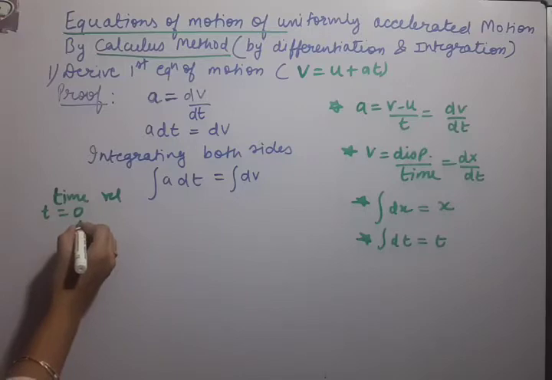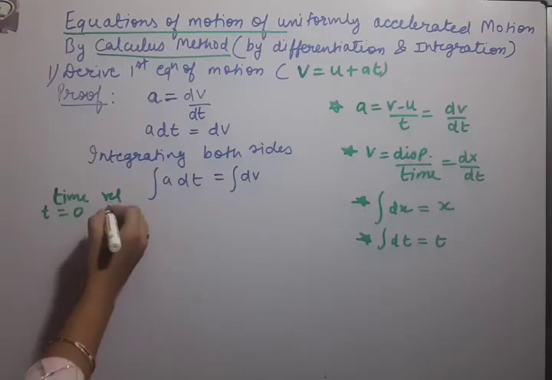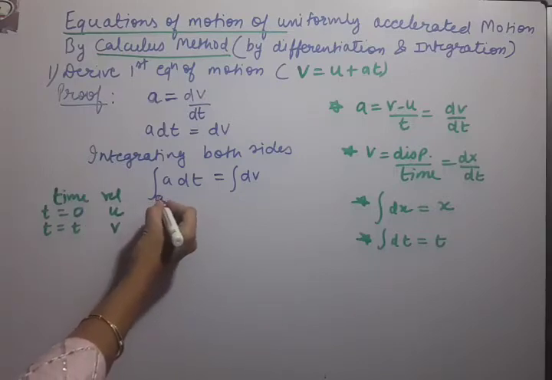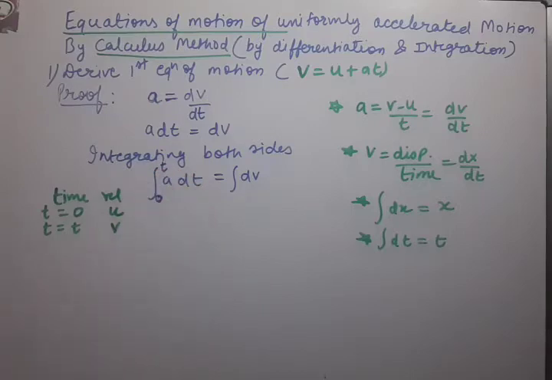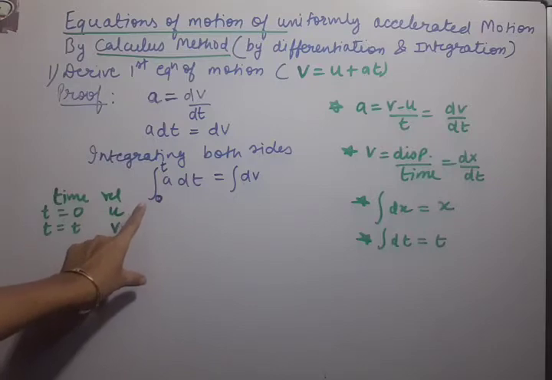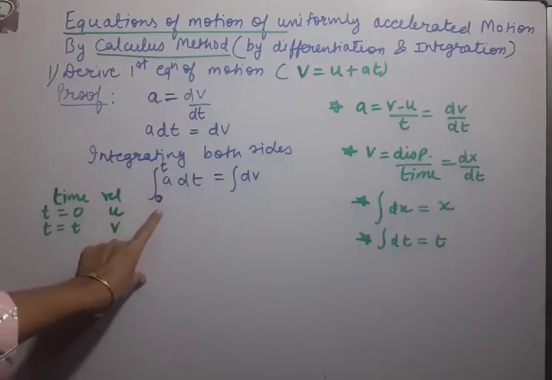It's this way. When time is 0, means initially, we call initial velocity u, and after some time t, that means we write t equal to t. So after some time t, final velocity we write always by v. So these are our limits. Okay, time limits are 0 to t. So here I have to write the time limits 0 and t as lower limit and upper limit on the sign of integration. Okay, just near that we have to write the limits.